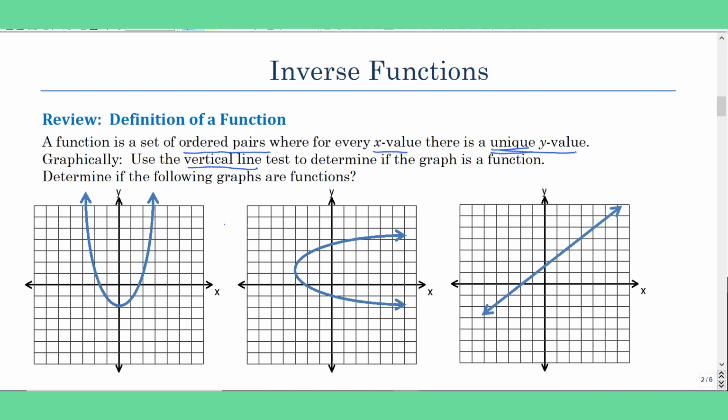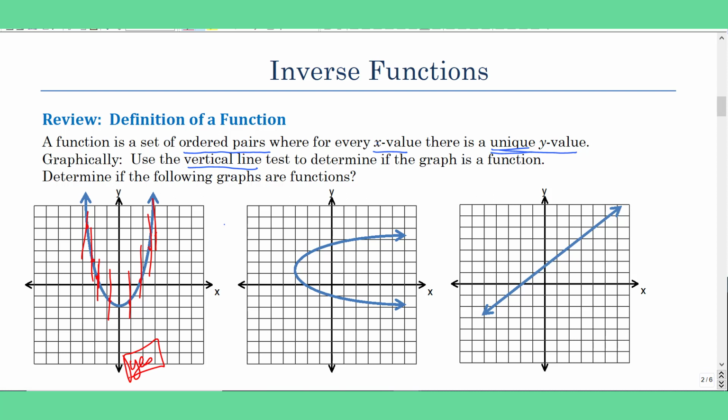So let's look at these three graphs. Are they functions? Well, the vertical line test says for every x value, there is a unique y value, which means every time I draw a vertical line, it should only pass through the function in one unique spot. So yes, this is a function.